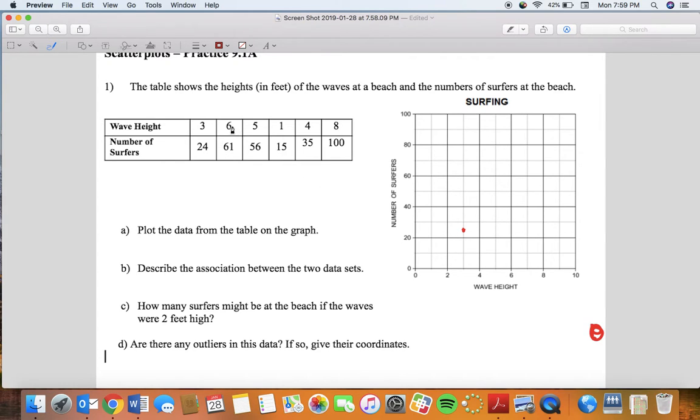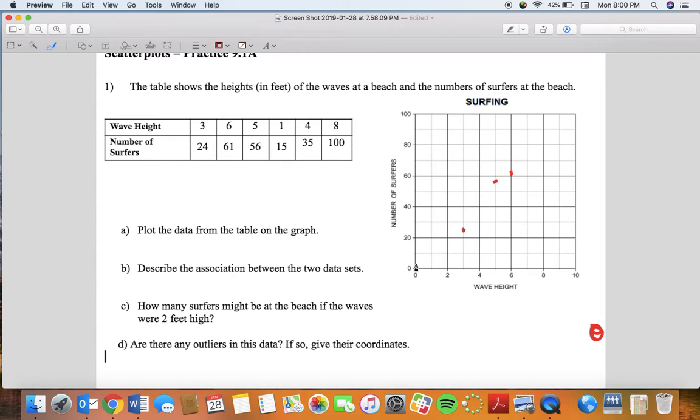My next point is (6, 61), so I'm going over to 6, going up 20, 40, 60's right here. It's just barely above that. See if I can draw a point on there. Yep, there it is. Next point is (5, 56). 5 is halfway in between right here. 20, 40, here's 50. I want to go halfway up again. My point's right there.